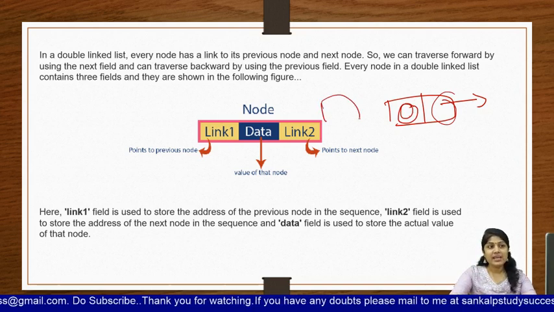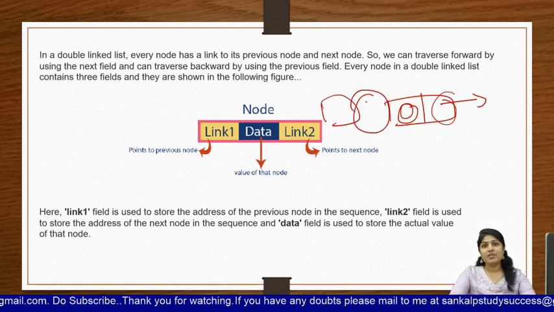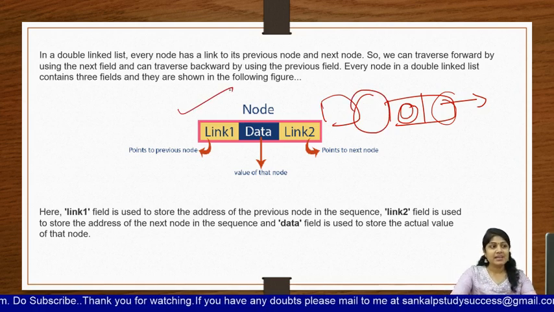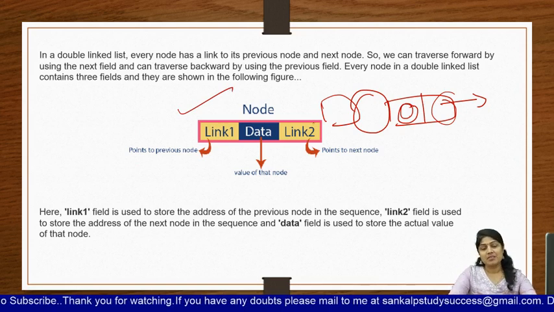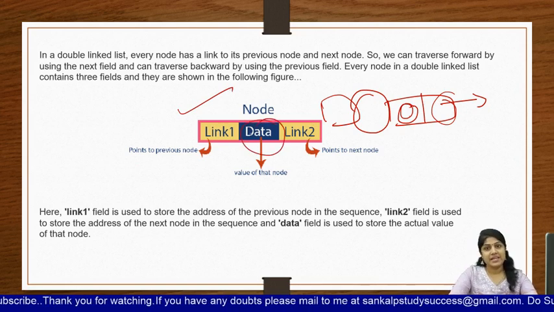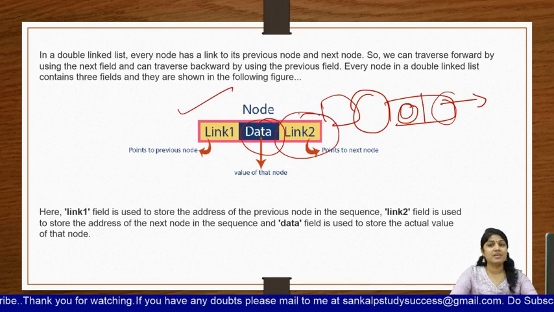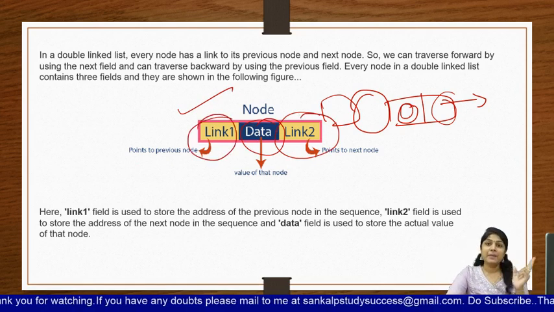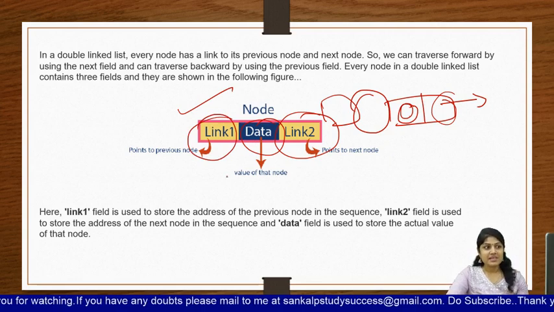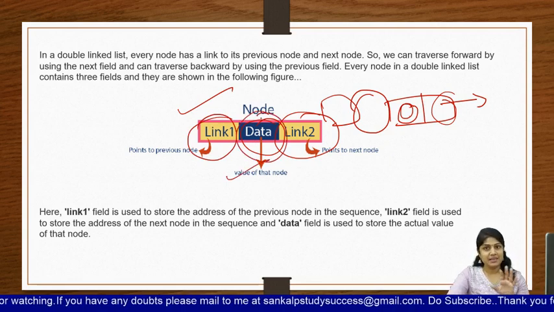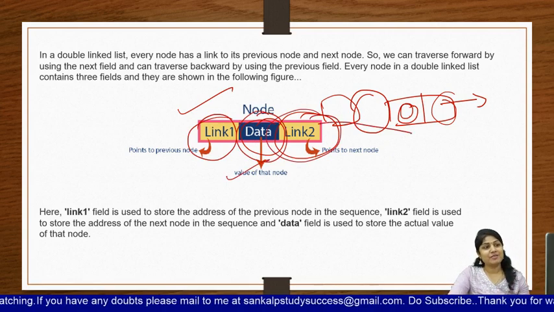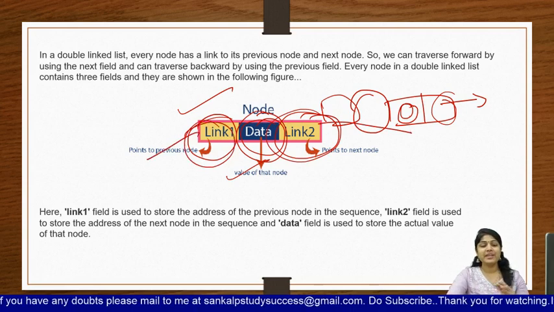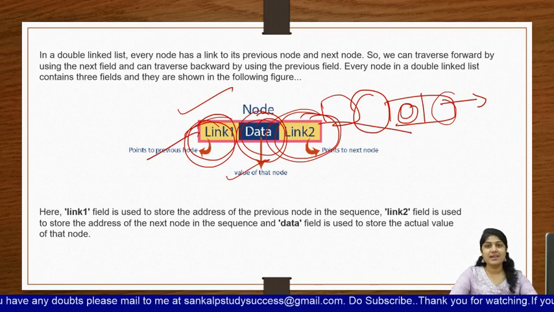To give the connection to this node, we should have one more part. That's why in a double linked list there are three parts. The middle part is the data part, the next part is the address of the next node, and this part is the address of the previous node. Just check it once. The middle part is the element, this one is the address of the next node, and this one is the address of the previous node. So that is the main difference between a double linked list and a single linked list.